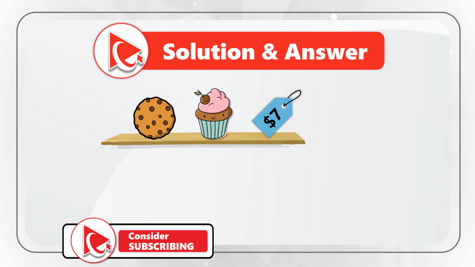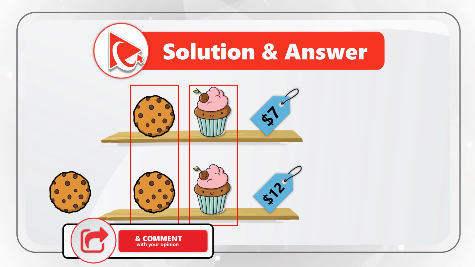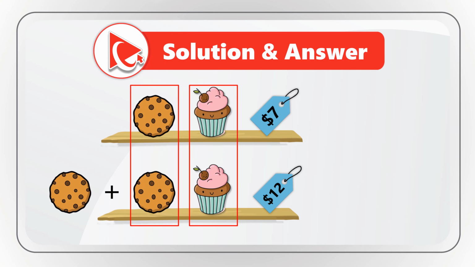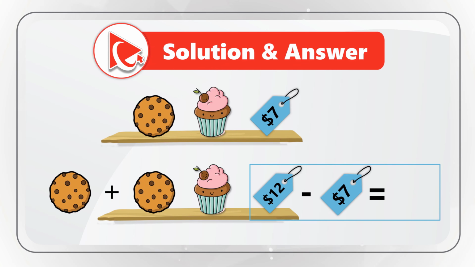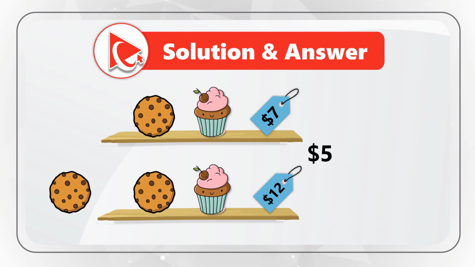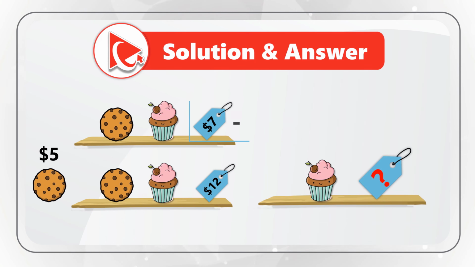What's interesting is that the second set already includes the first set plus the cookie, which allows us to calculate the price of this extra cookie. And we can do it by subtracting 7 from 12, and the end result of it is $5, which means that the price of cookie is $5. Now we can easily calculate the price of cupcake by subtracting 5 from 7, which means that the total price of cupcake is 2. So the correct answer here is choice C, $2.